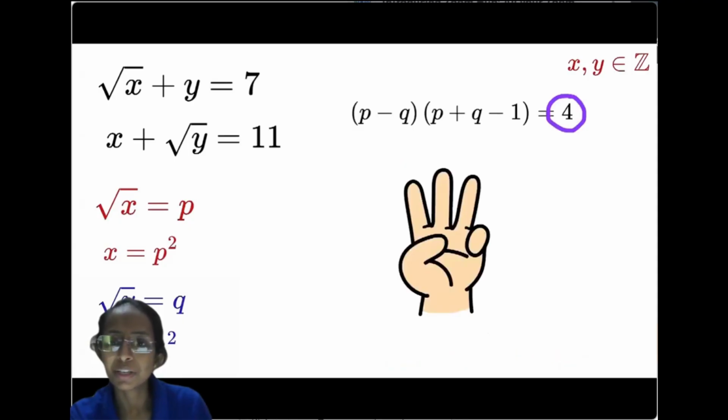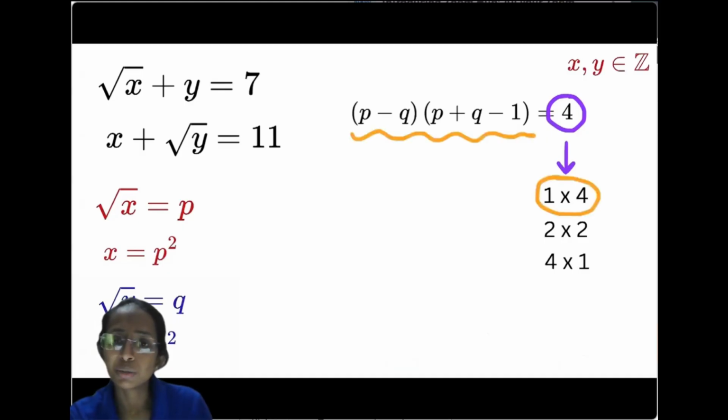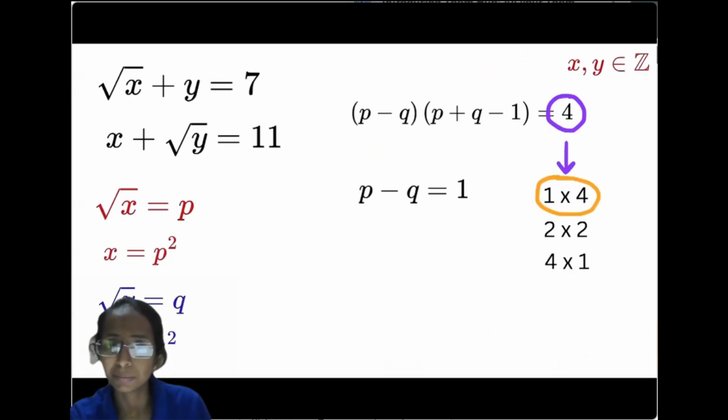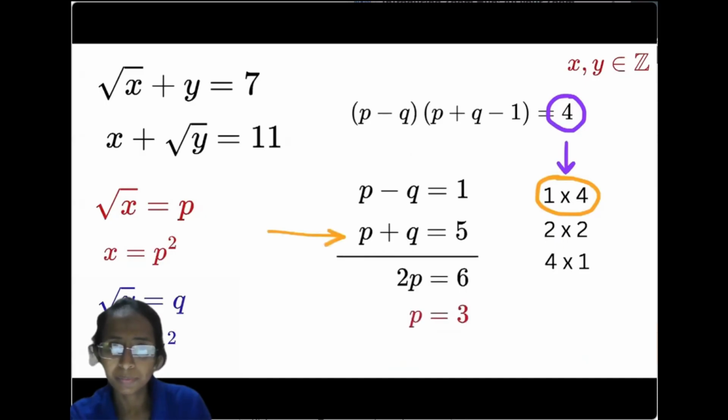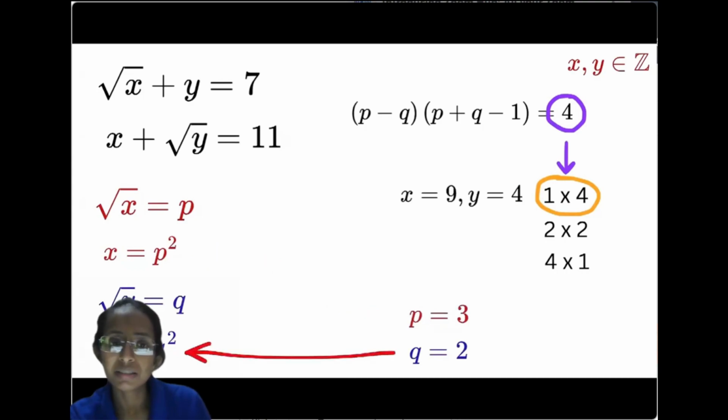Yes, now we can write this 4 in three different forms, that is 1 × 4, 2 × 2, and 4 × 1. Now, first of all, taking 1 × 4, p − q = 1 and p + q − 1 = 4, because x and y belong to integers. By solving this, p + q − 1 = 4, we can take p + q as 5. Adding these two equations, we get twice of p as 6. So p = 3, and by substituting the value, we have q = 2. So x = 9 and y = 4.